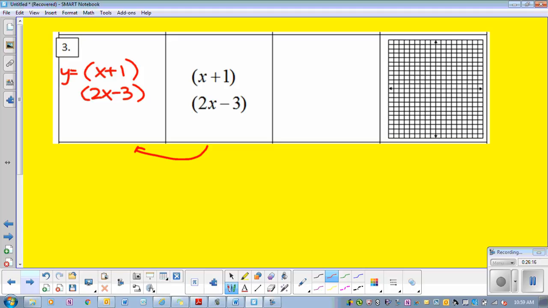Guys, I love this one. I love that this is a 2x minus 3. So you have some options. You can go from the equation all the way over to the graph, but I'm going to go over to the zeros.